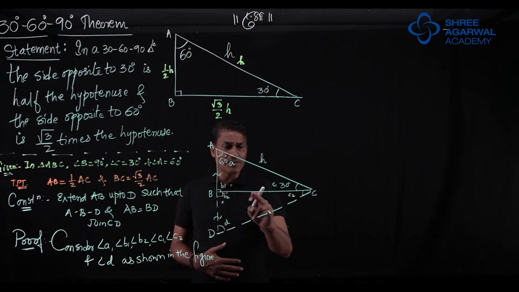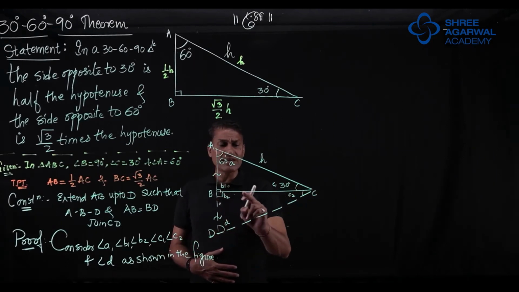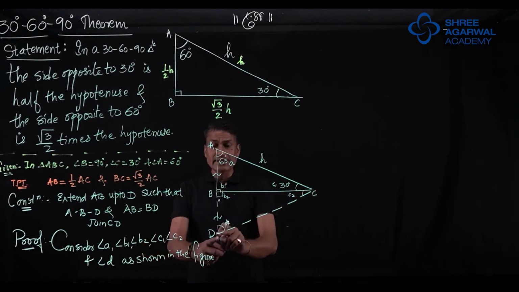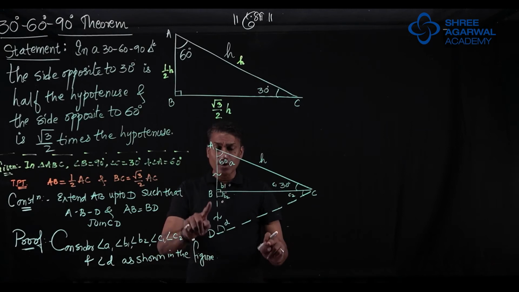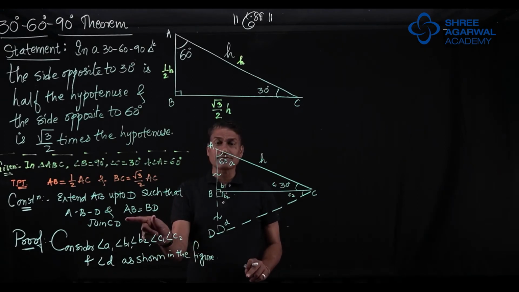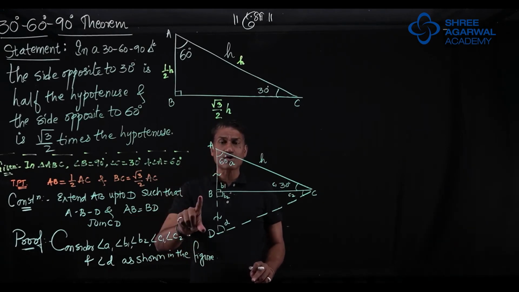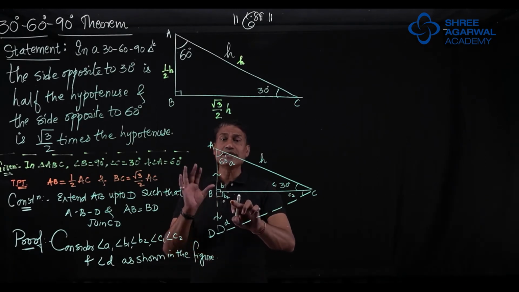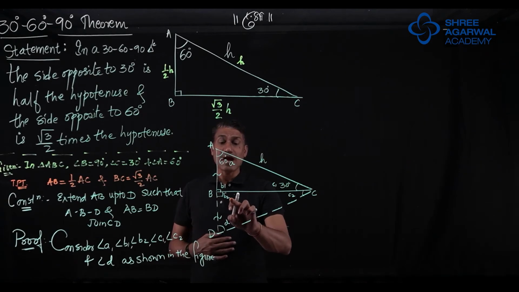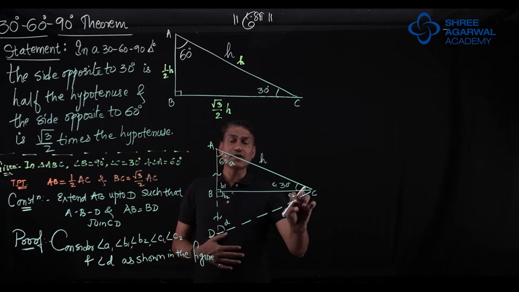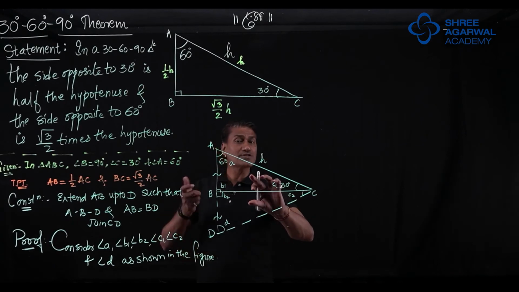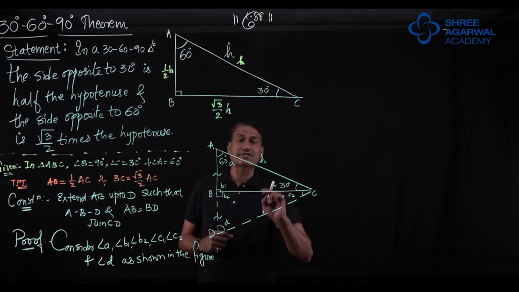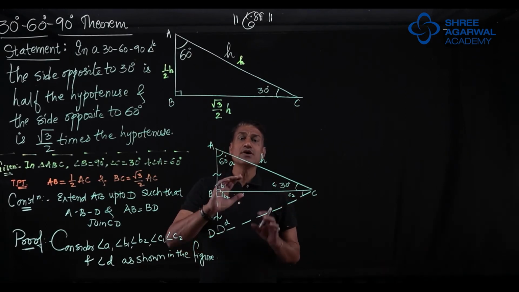In right triangle ABC and right triangle DBC, AB congruent to DB by construction. Why are these two sides congruent? By construction. Angle B1 congruent to angle B2, each 90 degrees. And BC congruent to BC, common side. So these two triangles become congruent by side angle side test.